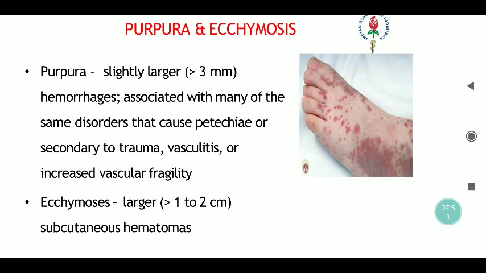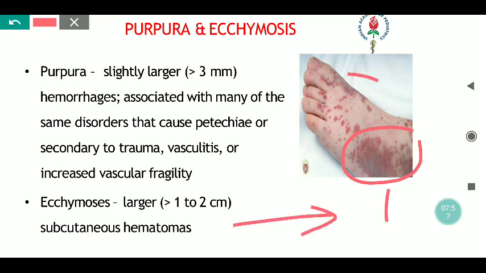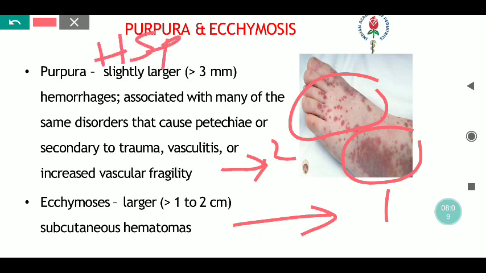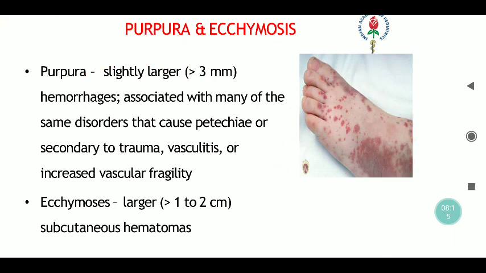So in this image what you see here, this lesion which I am marking as 1 is ecchymosis, and what are seen here as 2 are purpura. So both are seen in the same image, and palpable purpura is seen in one condition called HSP, Henoch-Schonlein purpura, which is an autoimmune condition which has renal involvement.